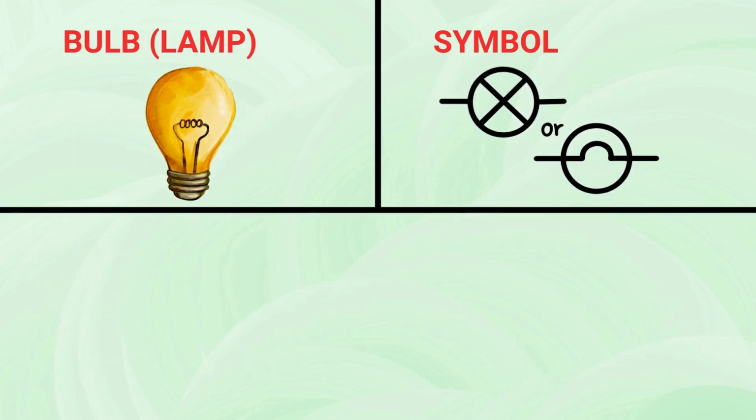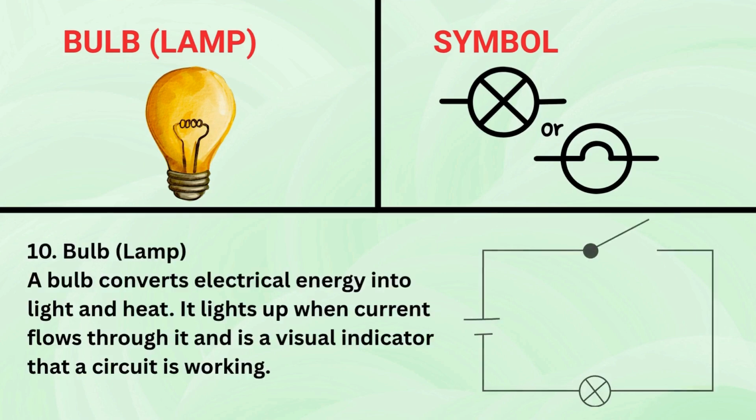Ten, bulb. A bulb converts electrical energy into light and heat. It lights up when current flows through it and is a visual indicator that a circuit is working.